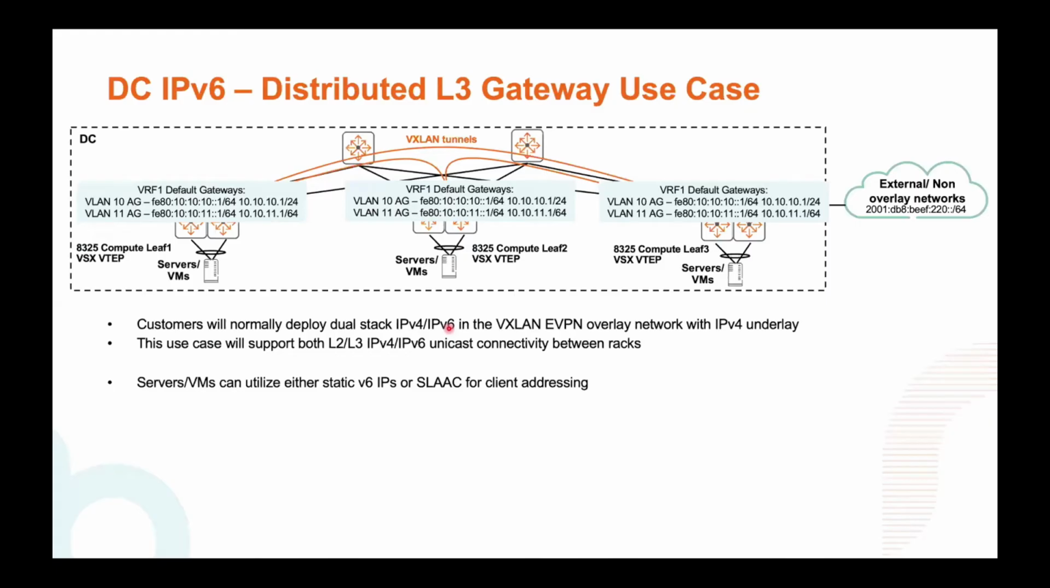Use cases. In a data center, you can see here, it's typically dual stack in the overlay. Right? You have SVI, active gateway with link local. It's the same on multiple VTEPs, as well as the IPv4 default gateway. And in the underlay, most customers only want to run IPv4. So IPv4 only underlay, but dual stack overlay that supports both. So this will do both L2 and L3 across the racks for both IPv4 and IPv6. For servers, they can either use static IPv6 or SLAAC for client addressing. And you can communicate with an external non-overlay network using this border. You can route between those stacks. Unicast.